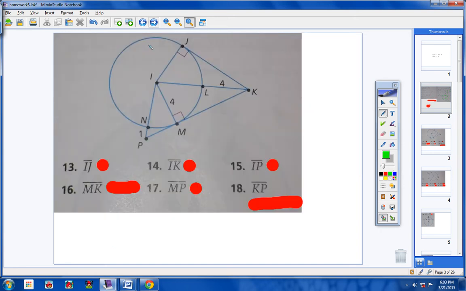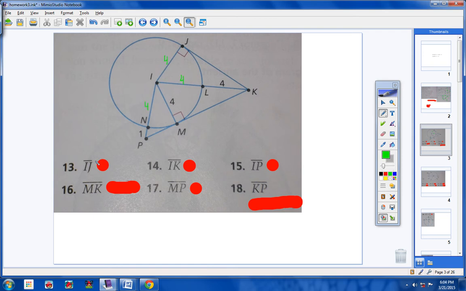Numbers 13 through 18. The directions say to find the lengths of the segment. Now, you should recognize this from your quiz. I don't do this very often, but this problem was on your quiz. We'll still go ahead and look at it again to make sure we understand everything. First of all, this is a radius here. It has a length of 4, okay? So we know this radius here has a length of 4. We know this radius here has a length of 4. And we know this radius here has a length of 4.